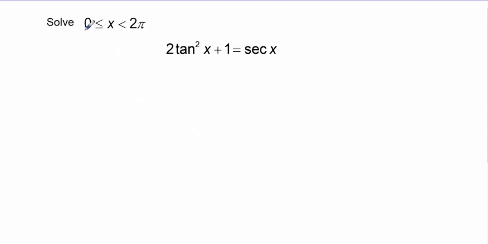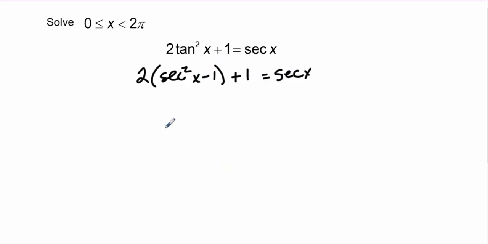We're back to finding answers between 0 and 2 pi. Now you'll notice in this case, as I've talked about a little bit before, I'd like to get either common terms, which I'm not going to get here, or the same trigonometric function throughout the problem. I don't have that right now, but I can get it because I know I have a Pythagorean identity for tangent squared. So I know that secant squared minus 1 is equal to tangent squared.